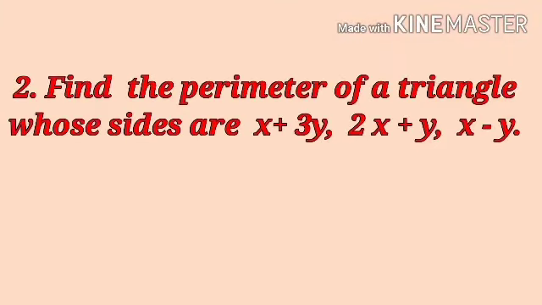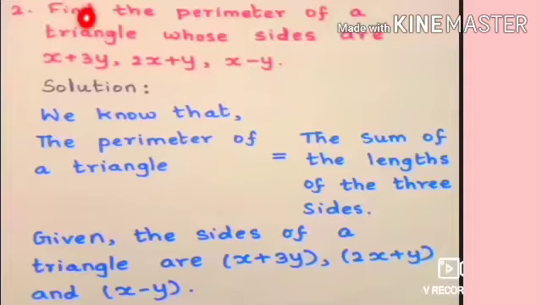Second problem, find the perimeter of a triangle whose sides are x plus 3y, 2x plus y, and x minus y. We know how to find the perimeter of a triangle when the sides of the triangle are given in numbers. Here the same steps have to be followed. Instead of numbers, here algebraic expressions are given. So let us find the perimeter of the triangle.